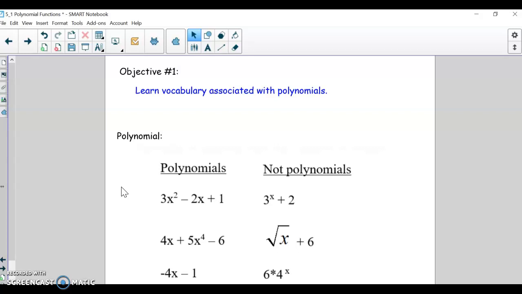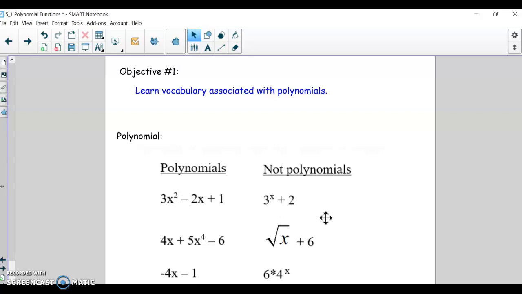Oftentimes when we're learning a new topic, I'll say words like trinomial and quartic and all these other weird words. And so it's good to know what those words mean so that we're all on the same page when we're using the different vocab. So the very first thing we're going to do is ask, what is a polynomial? I think oftentimes a good way to learn is to look at examples. You can see the ones on the left are polynomials, the ones on the right are not.